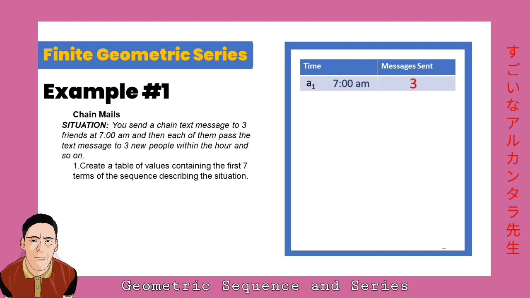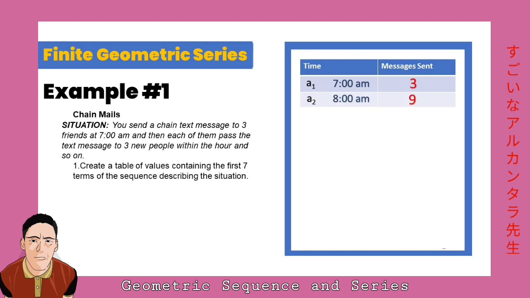Now, an hour later, which is 8 a.m., these three people that received your message will send it to another three individually. So here is actually the pattern. That's why you have to pay attention with the word problem. The pattern here now is that the common ratio will become 3, and that will be 9. So 3 times 3 is 9.